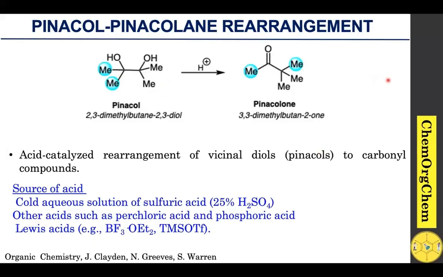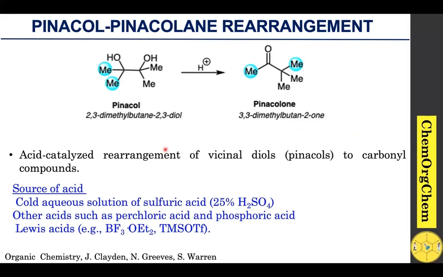In the pinacol-pinacolone rearrangement reaction, vicinal diols can be converted into the corresponding ketones or aldehydes in the presence of acid. So the next question is, what are the acids that can be useful in order to conduct these reactions? Most of the time, cold aqueous solution of sulfuric acid can be useful. Apart from the cold aqueous sulfuric acid, other acids such as perchloric acid and phosphoric acid are also useful.